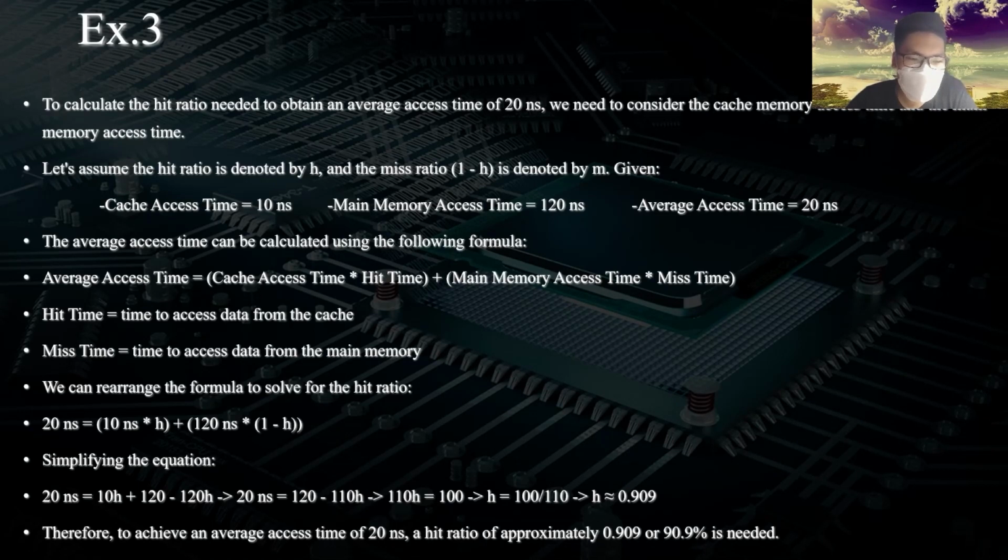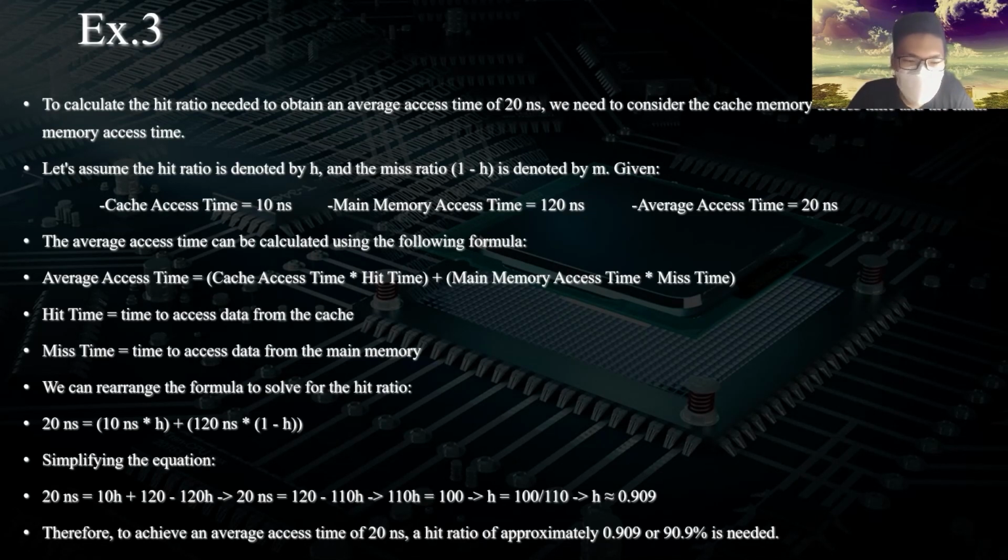20 ns equals 10 ns multiplied by h plus 120 ns multiplied by 1 minus h. So the equation is solved, and the result is h is about 1.909.